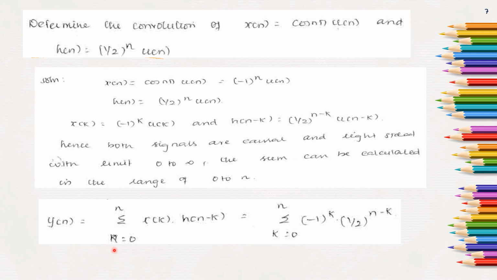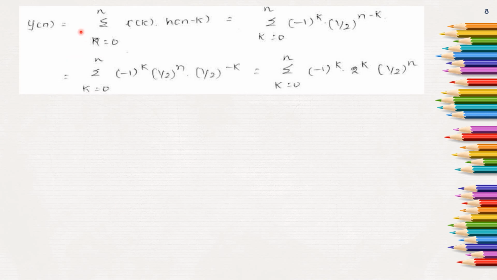So what is your overlap? k is equal to 0 to n, x of k into h of n minus k, right? And what is x of k? It is minus 1 the whole power k into u of k. And what is h of n minus k? It is 1 by 2 the whole power n minus k into u of n minus k. So all that is going to be 1. So I just see here, summation k is equal to 0 to n, x of k into h of n minus k. So minus 1 the whole power k into 1 by 2 the whole power n minus k.